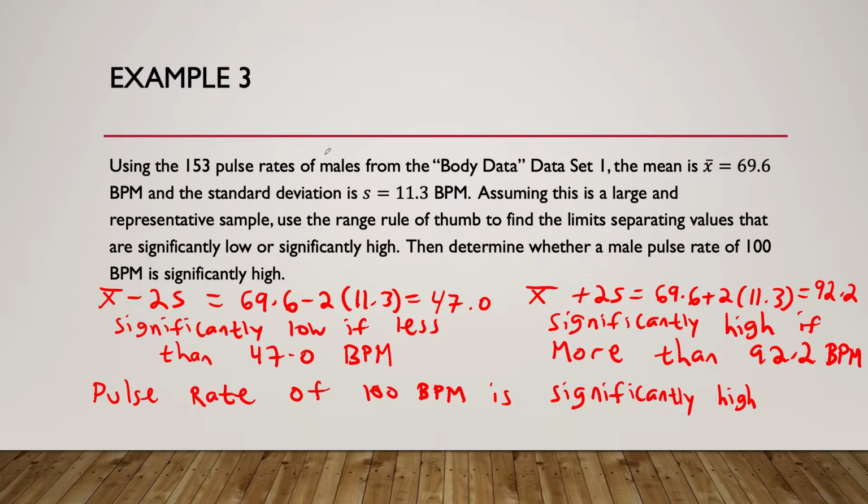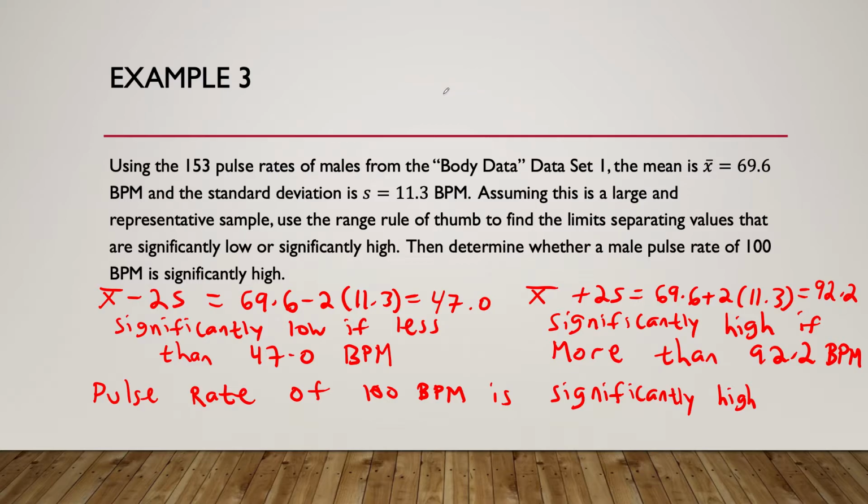If we want to use the 153 pulse rates of males from the Body Data dataset 1, the mean x bar is 69.6 beats per minute, and the standard deviation s is equal to 11.3 beats per minute. Assuming this is a large and representative sample, use the range rule of thumb to find the limits separating values that are significantly low or significantly high. Then determine whether a male pulse rate of 100 beats per minute is significantly high.